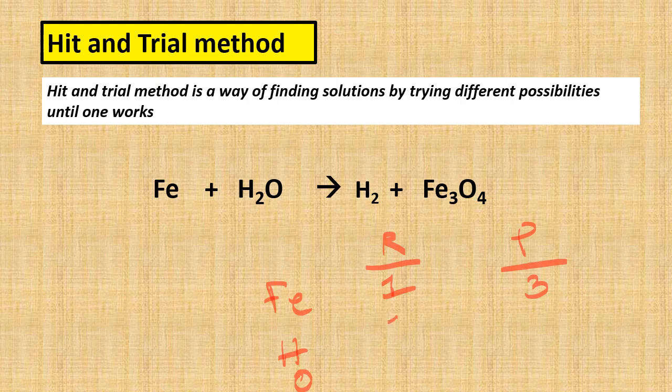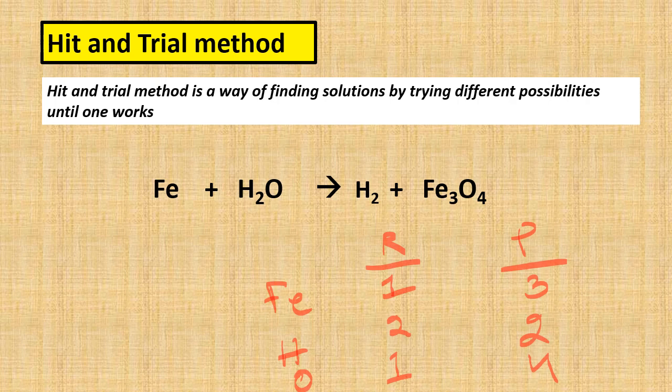Similarly, there are two hydrogen atoms in the reactant side, and there are also two hydrogen atoms in the product side. But if you see, in the case of oxygen, there is a single oxygen atom in the reactant side, but there are four oxygen atoms in the product side. So in this method, we have to find the element having the highest number of atoms and balance that element first.